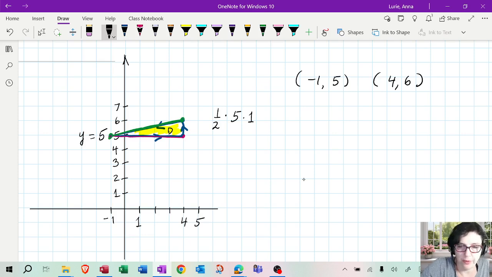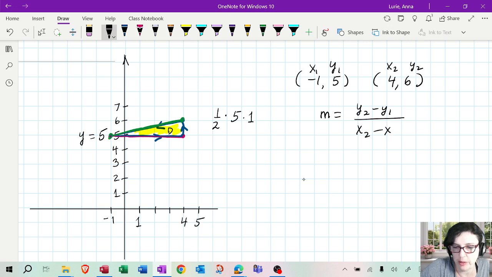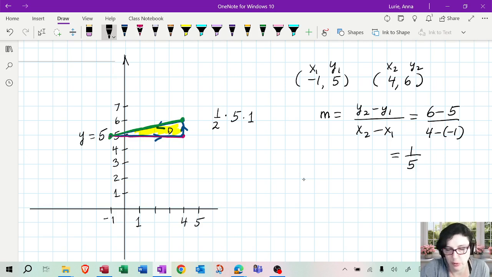So how do we find the equation of that green line? First, the slope. This is x1, y1. This is x2, y2. So this would be y2 minus y1 divided by x2 minus x1. So this is 6 minus 5 divided by 4, subtract -1. So this is going to be 1 over 5. Okay, so that's our slope. It looks like it's positive, which is what should happen.